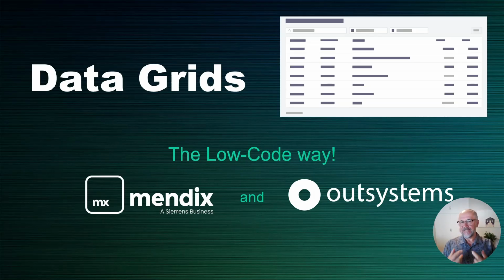Data grids are such an essential part of most user interfaces. They help users to view and interact with data in a structured table format. Think about rows of data and columns of data. In this video, I'll explore how low-code application development platforms make it easy for developers to create data grids in applications. I'll use two of the leading low-code platforms, namely Mendix and OutSystems, to demonstrate how pre-built widgets are used to quickly create data grids for your user interface.